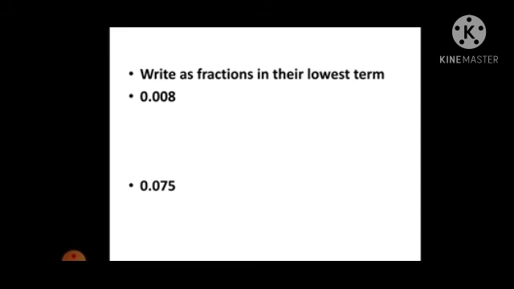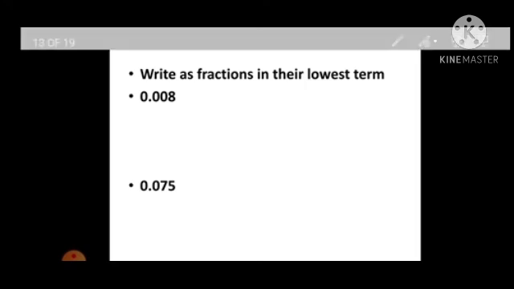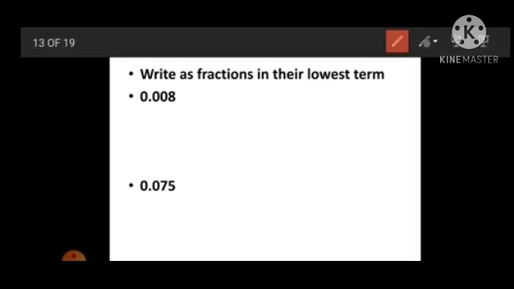Now write as fractions in their lowest terms. First we convert into the fraction and then we take out the lowest term. See here, after the decimal point 008, we write in the numerator. After the decimal point, the first is the 10th place, 100th place and 1000th place. So we will write 1000 here. Now we will divide 8 and 1000 by which number? We divide 8 and 1000 by the same number, then we get the lowest term.